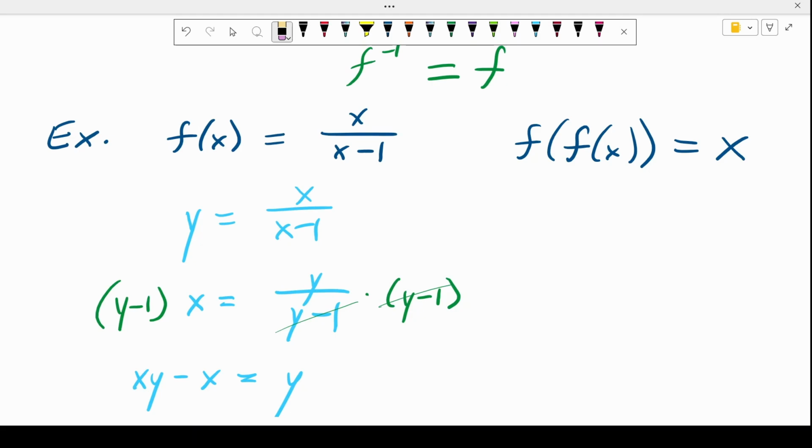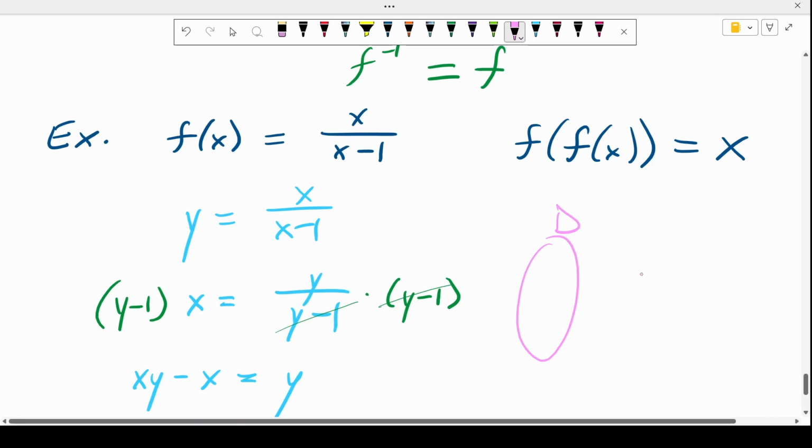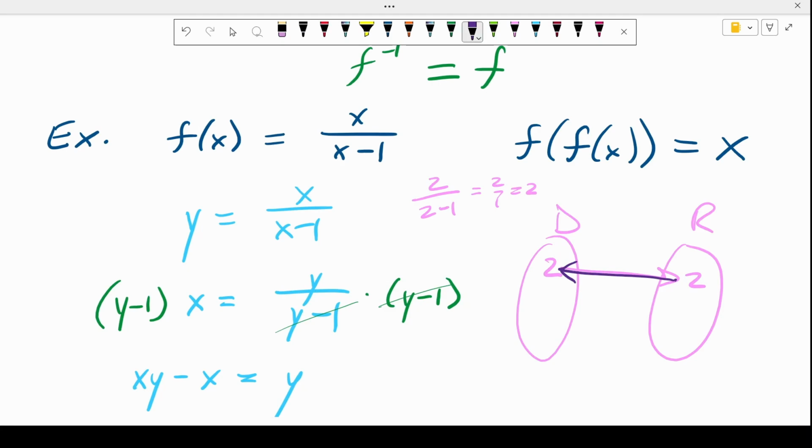And we can see a quick example. Let's look at part of the domain and range. Let's say 2. What does 2 map to? Well, 2 over 2 minus 1, that's 2 over 1, that's 2. 2 maps to 2. Now, going back the other way, what will 2 map to? Well, obviously to 2, right? If the inverse is the function itself, obviously 2 will go back to 2 again.